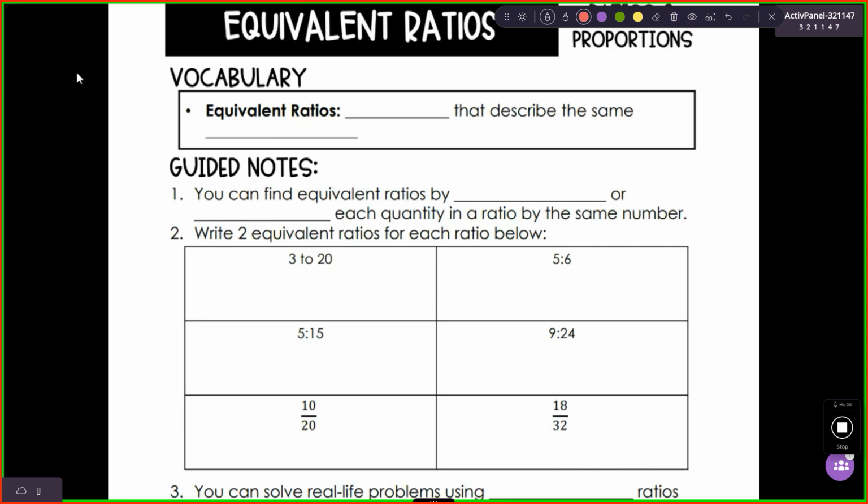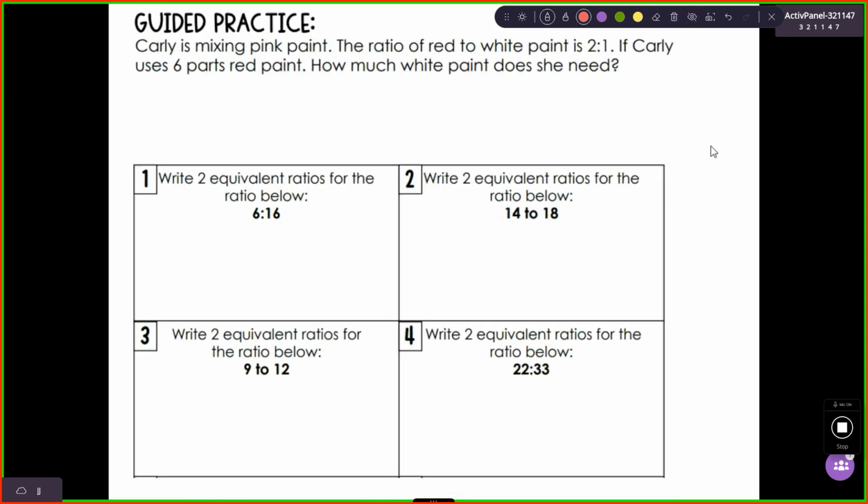So we are going to move on. You're at the bottom of your paper on that guided practice. Do you see the guided practice at the bottom? Okay, that's where you'll be writing. I know on my screen, it's up at the top. But you're at the bottom of your paper. It says Carly is mixing paint. The ratio of red to white paint is 2 to 1. If Carly uses 6 parts red paint, how much white paint does she need?